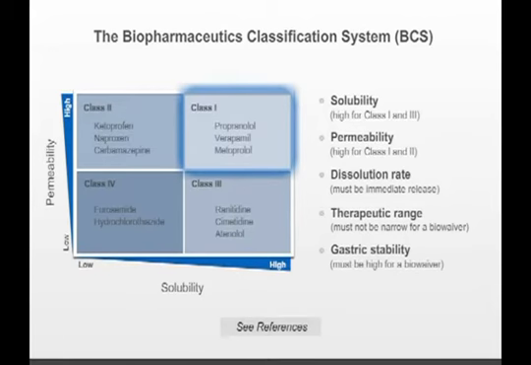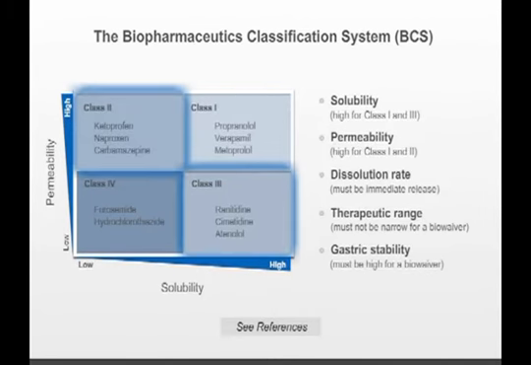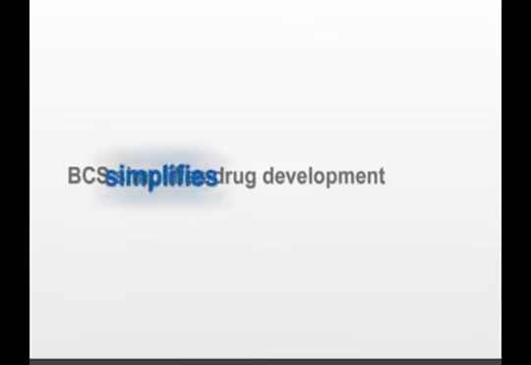When a biowaiver is granted, a clinical bioequivalence study can be replaced by in vitro testing. In addition to Class 1 compounds, there are a few recent examples of biowaivers being granted for Class 2 and Class 3 compounds. A biowaiver can simplify the clinical development of a drug. That's why the FDA formalized the process. It's part of the Critical Path Initiative to speed up drug development.